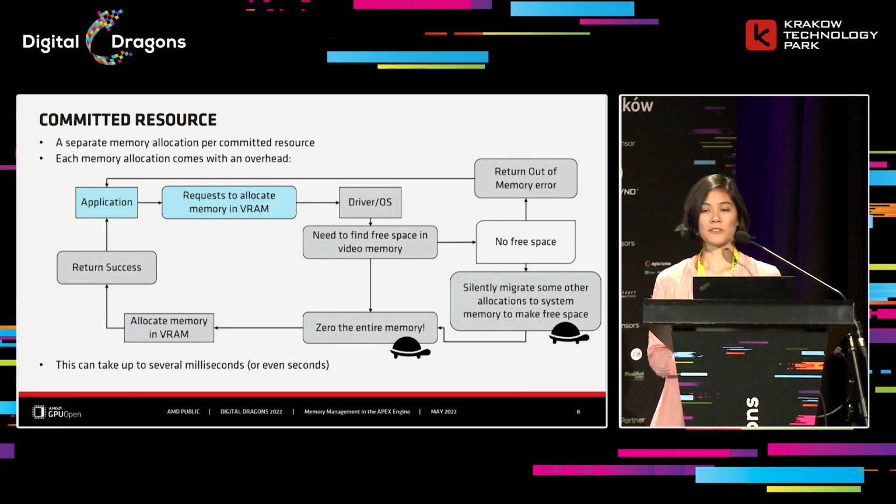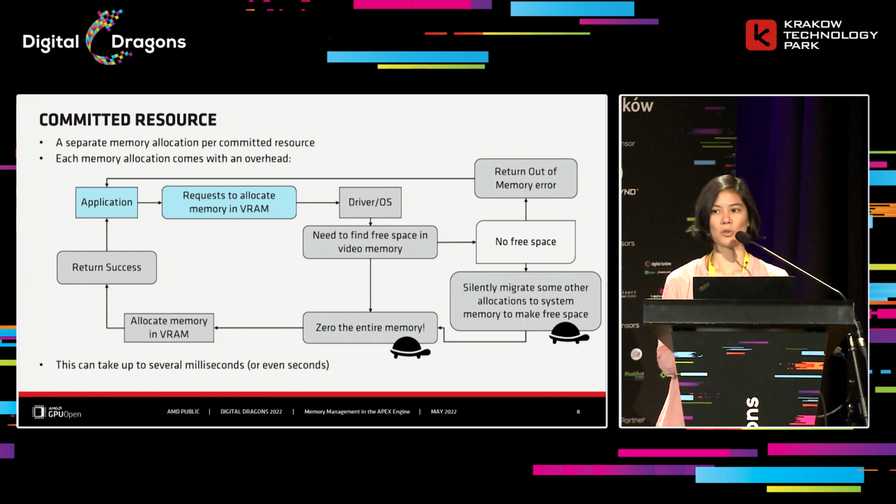What happens now if the driver and operating system cannot find enough free space? Well, there are two things that can happen. Either the driver just returns an out-of-memory error, and then the application has to handle it accordingly. Or the operating system decides to silently migrate other allocations to system memory to make enough free space. And once there is enough free space, then it gets zeroed again, and the allocation actually succeeds, and the driver returns success.